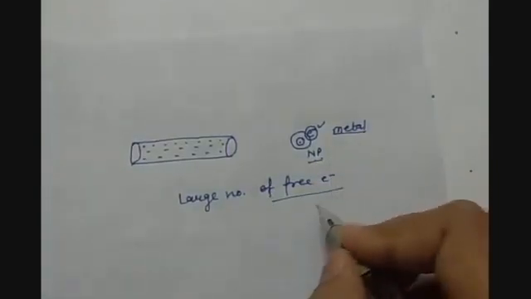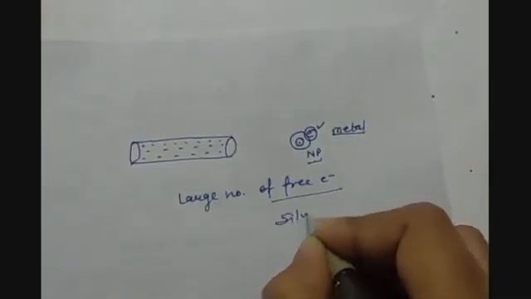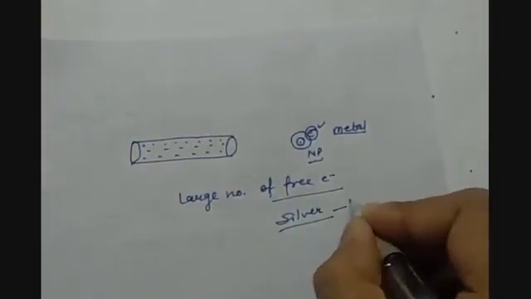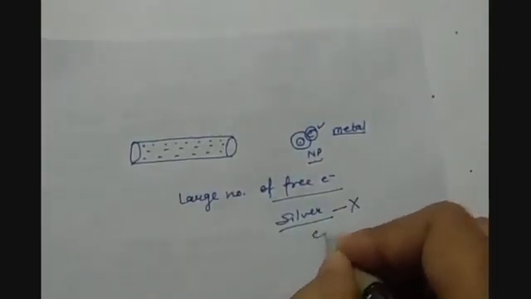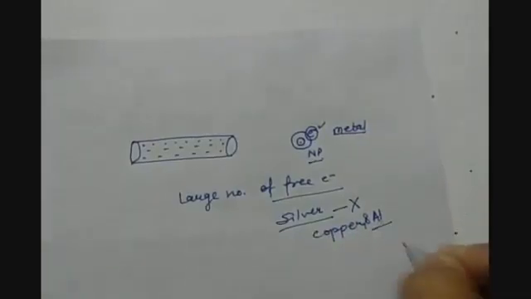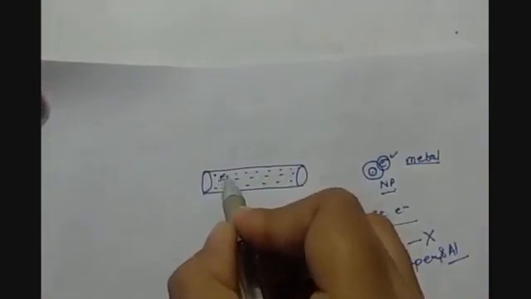That is why generally metals are used to make conducting wires. For example, copper, aluminium. As we know, silver is the best conductor of electricity, but being expensive, it is not used to make conducting wires. Instead of this, we are using copper and aluminium. So in a wire, we have free electrons.